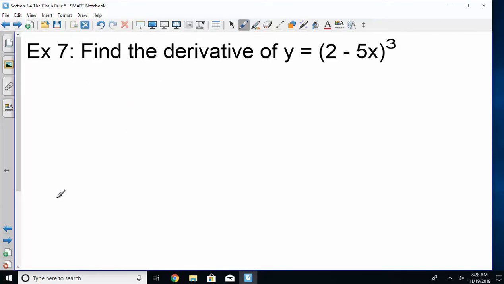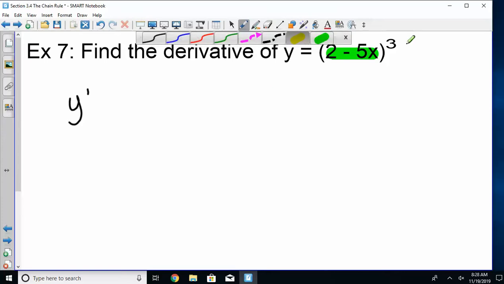Okay, example 7. So for those of you that just came in, we're doing the chain rule. It allows us to do the derivatives of something like this without writing it 3 times and multiplying it out first. So the idea behind the chain rule, you do the derivative of the outside function. If you think about this, there are 2 things going on. You have the 2 minus 5x, and then you have the third power. So the third power is the outside part.